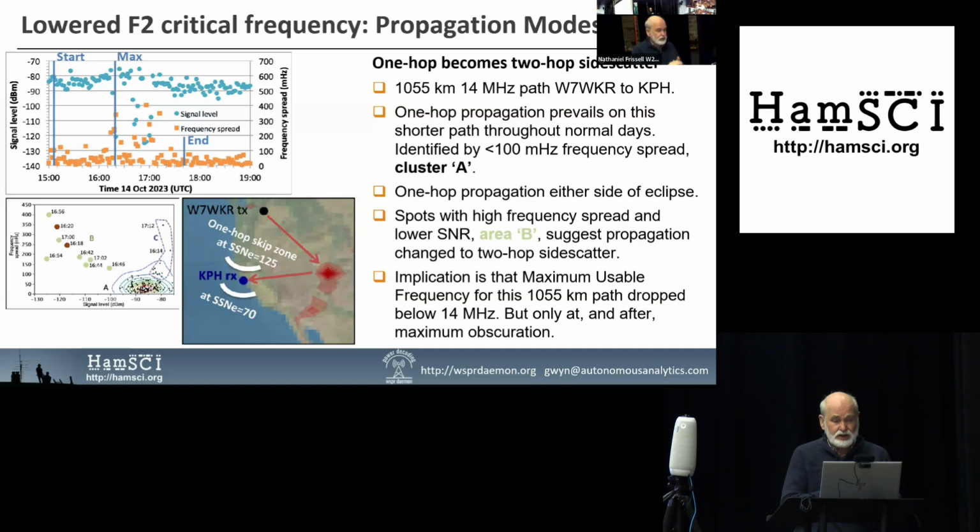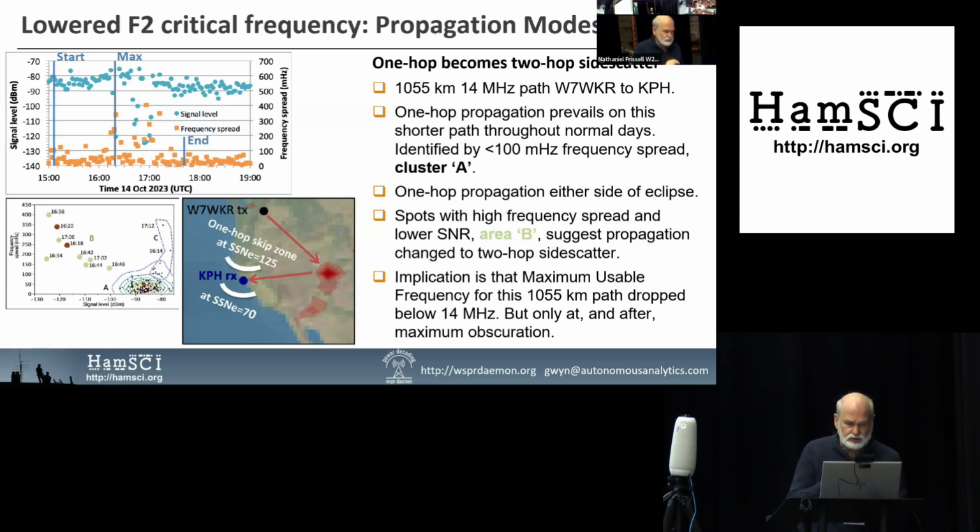This is a 1,055 kilometer path from Washington State to KPH. On the top left there, we have in cyan signal level and in orange frequency spread, and the start, maximum, and end of the eclipse. Now, those points in the middle there, the cyan and the orange, may look like random data, noise, outliers, and you'd think, oh, what on earth's going on? Those points make eminent physical sense.